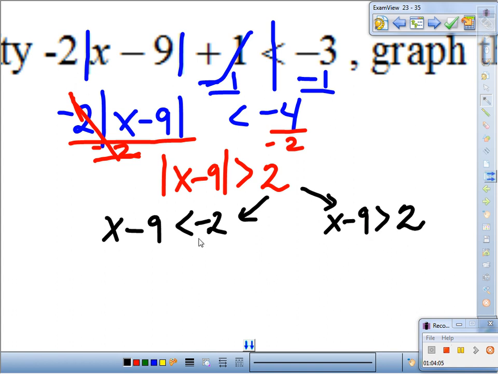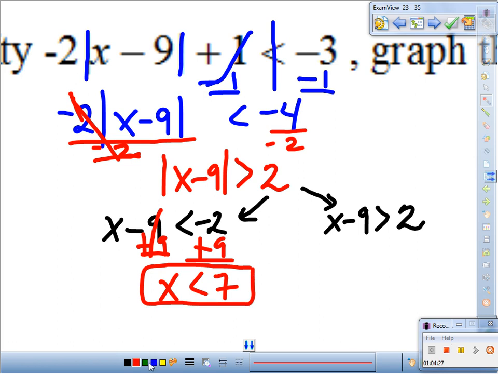All right, let's solve. I'm going to solve this one in red, so therefore I do what? Plus 9 plus 9. What is x? X is less than 7. Are we there? Yes, Mr. Q. All right, good. So this is 1. I'm going to do the other one in blue. Plus 9 plus 9. X is greater than 11.